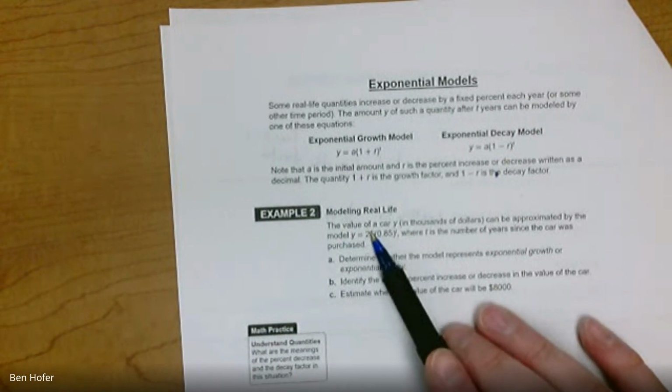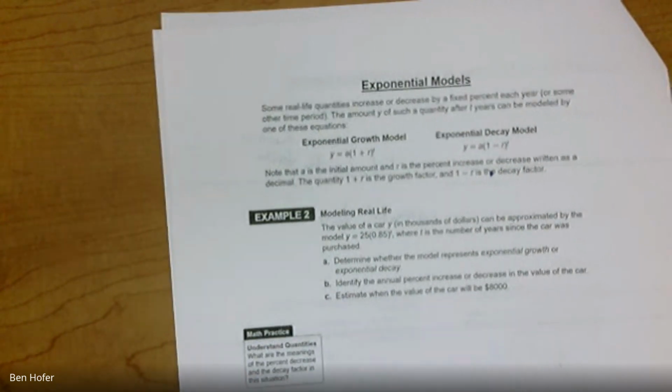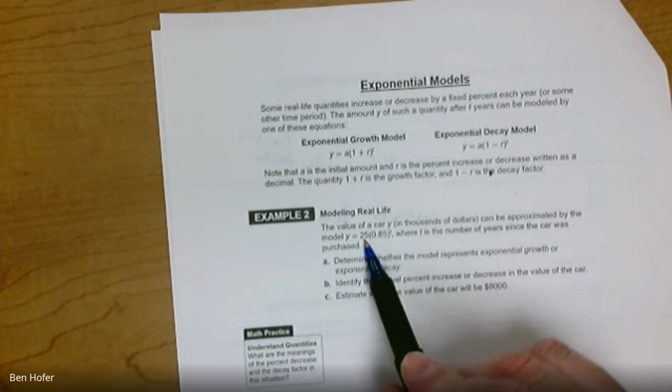So the value of a car is Y, and that is in thousands of dollars, can be determined by the model Y equals 25 times 0.85 to the T power, where T is the number of years since the car was purchased. So first we need to determine if that was exponential growth or exponential decay. And we're going to look at this value right here. Okay, 25 is the initial value of the car.